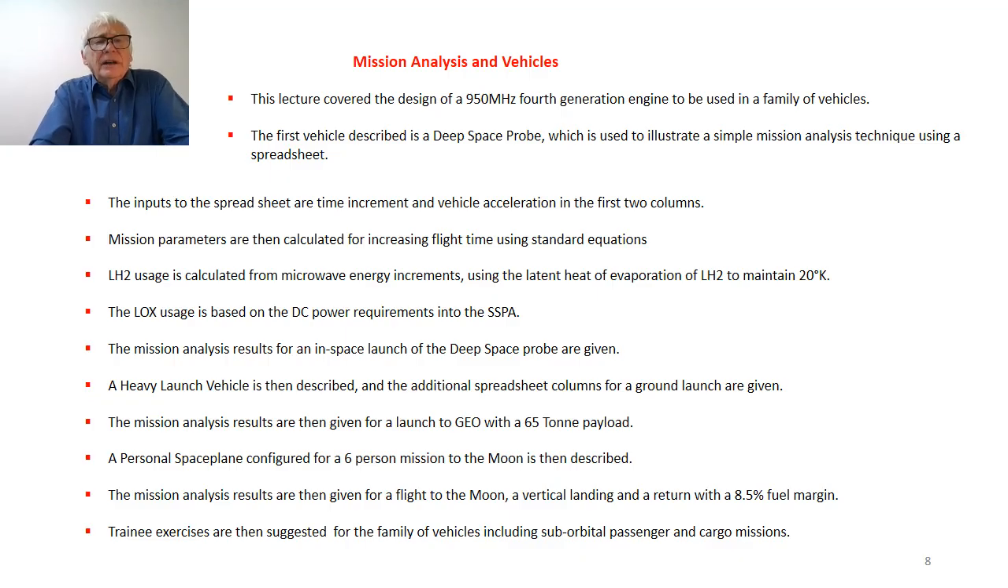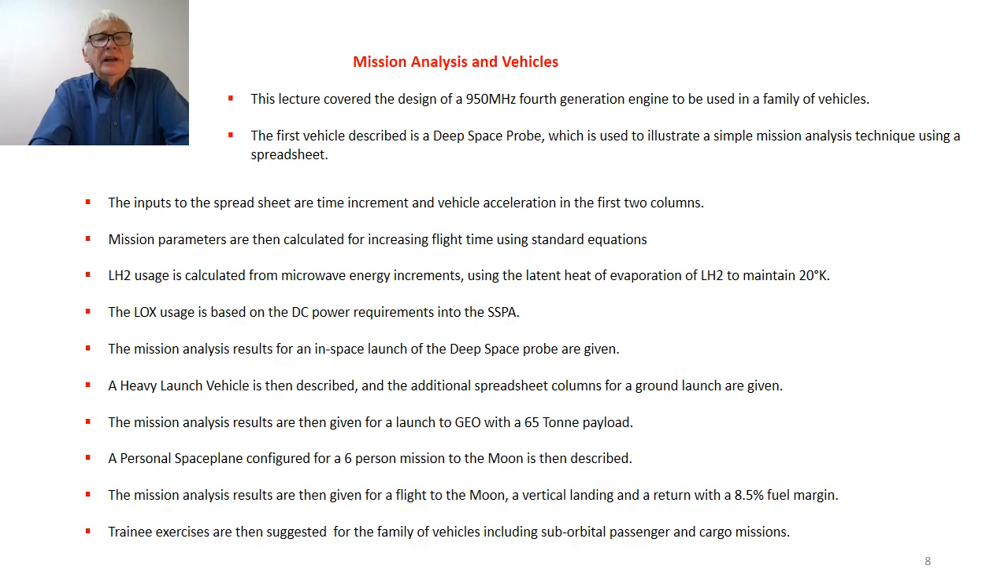You need to calculate the liquid hydrogen usage because the fuel mass will obviously go down as the mission flight time increases, and you calculate the liquid hydrogen usage from the latent heat of evaporation of liquid hydrogen because it's boiled off to maintain the 20 degrees K temperature. Now, some of the cold gas is used in the fuel cells to produce the electrical power, but a large amount is simply vented off.